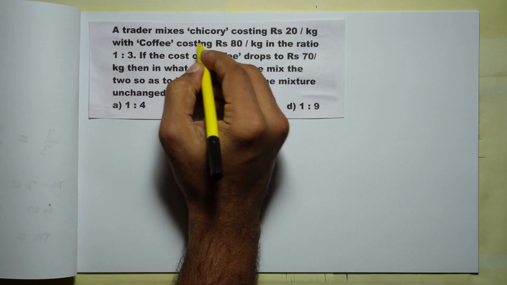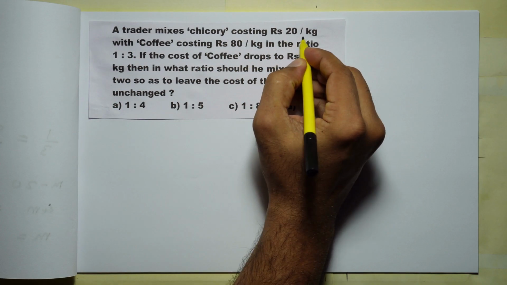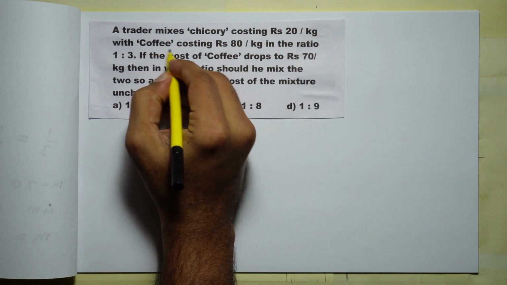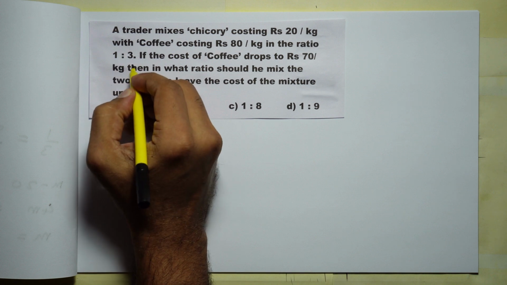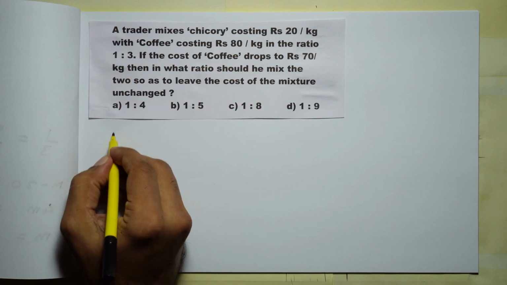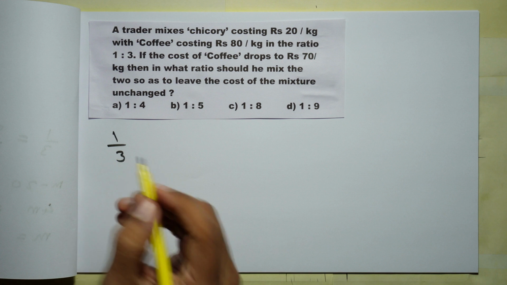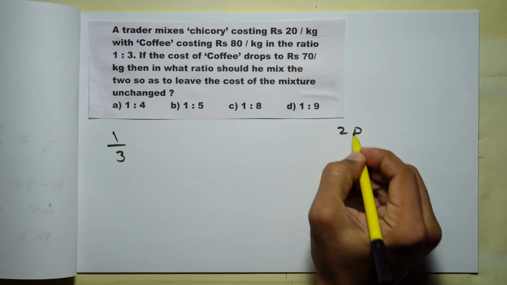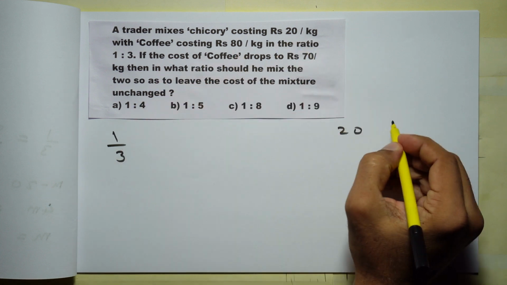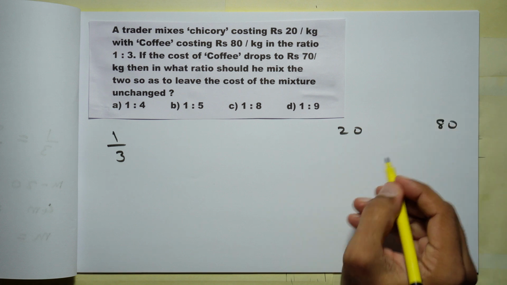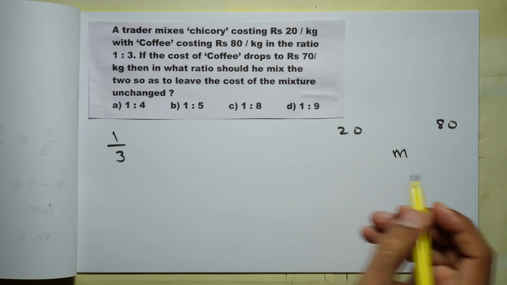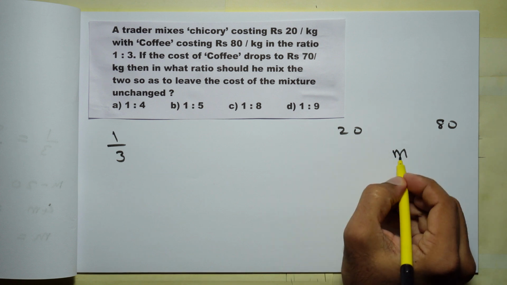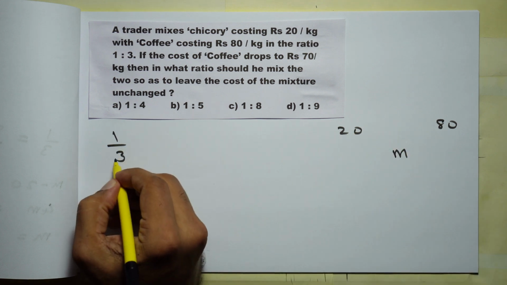A trader mixes chicory costing rupees 20 per kilogram with coffee costing rupees 80 per kilogram in the ratio 1:3. So initially they are mixed in the ratio 1:3. Now the price of the cheap one is 20 and the price of the expensive one is 80. So first of all we'll find out the mean price or the mixture price. We'll substitute into the mixtures and allegations formula and find out the mean price when they are mixed in the ratio 1:3.